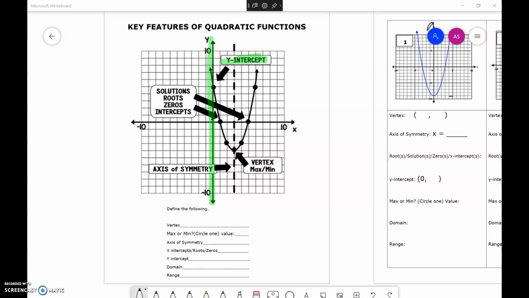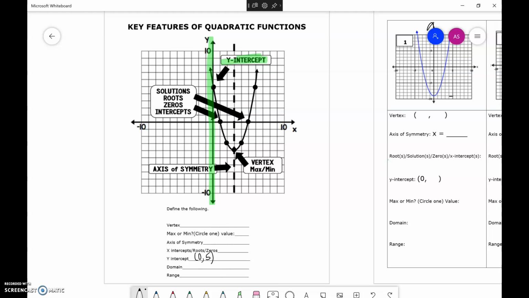Okay, so in terms of key features with some of our other functions, you've seen x-intercept, y-intercept, you've seen slope with linear. So we're going to be identifying some of those key features with quadratics, and as you'll see, we'll have some new vocabulary in here. Okay, so we'll start off with our first one, which is our y-intercept. That's going to be where our graph crosses the y-axis. So for this graph, that's going to be (0, 5).